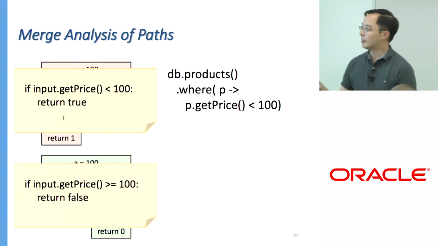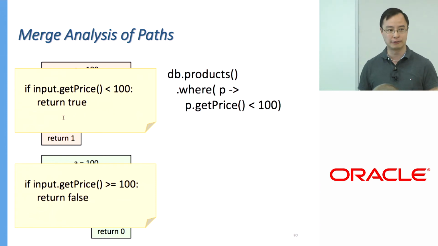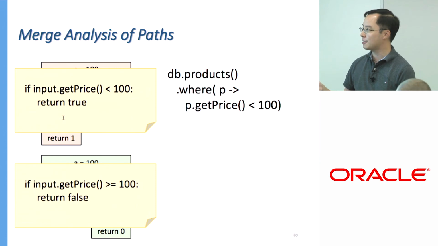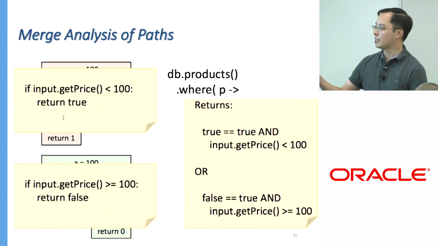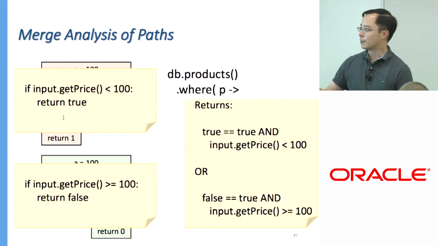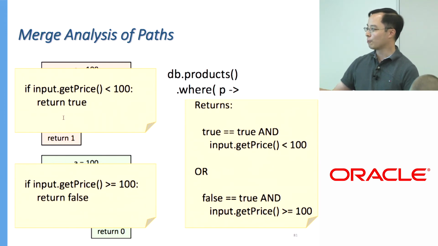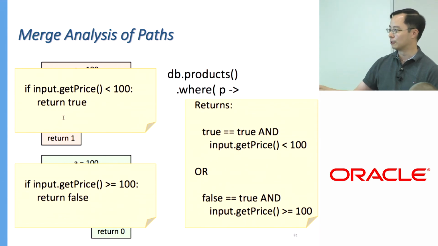Inside the where method, we're interested in when the lambda function returns true. We can figure that out from the analysis of the 2 paths. We take each path and we just OR them together. The first path returns true when true is true, and when this condition holds, when the price is less than 100. Or we can take the second path. The second path returns true when the thing it returns is true, so when false is true, and when these path preconditions hold as well.